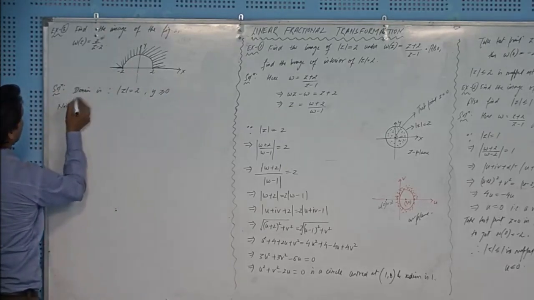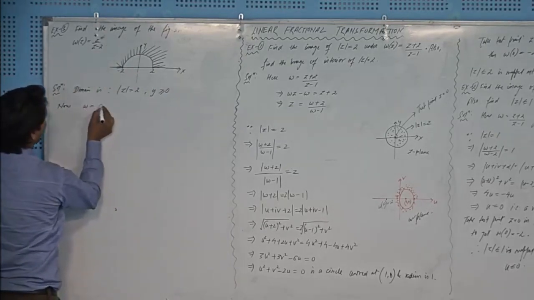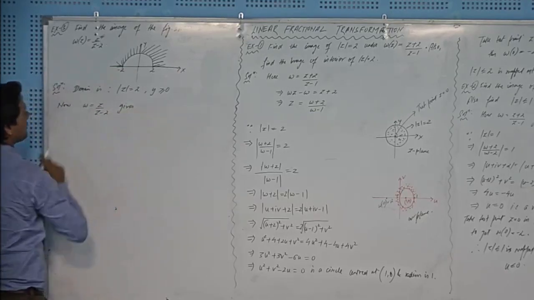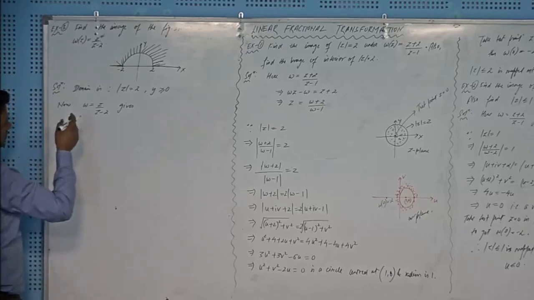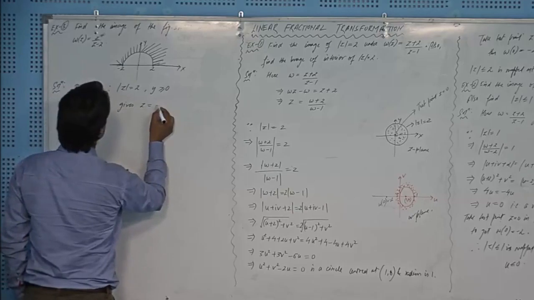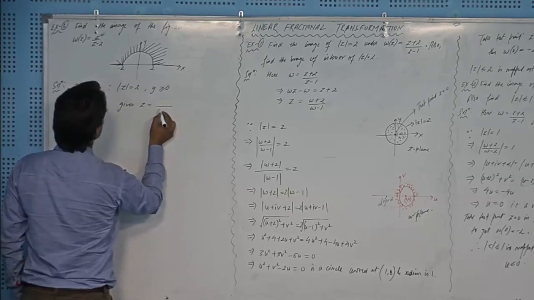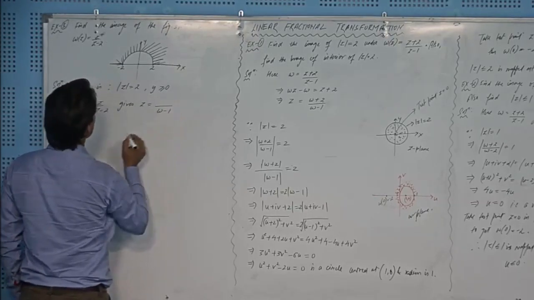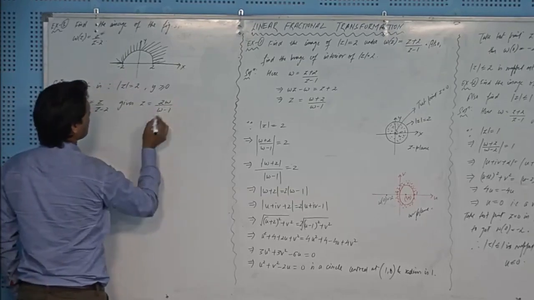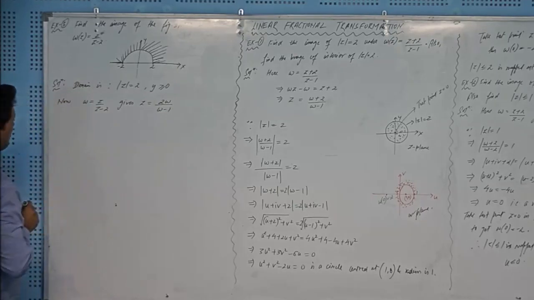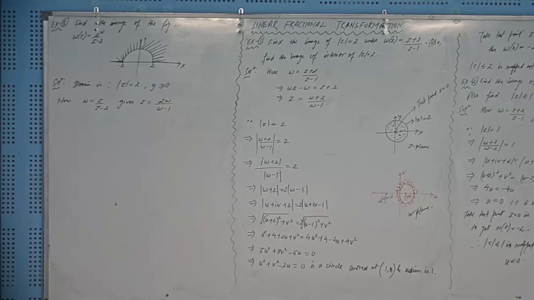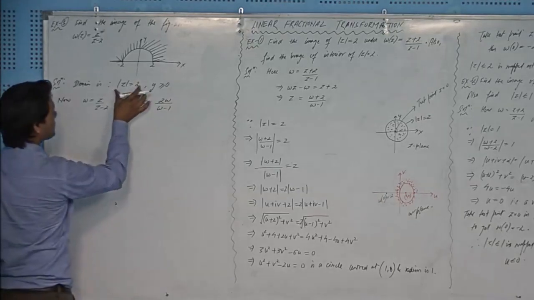Now cross multiplying, w equal to z over z minus 2 will give you wz minus 2w equal to z, so z equal to 2w over w minus 1, right? Okay, then I think I should use this, right?